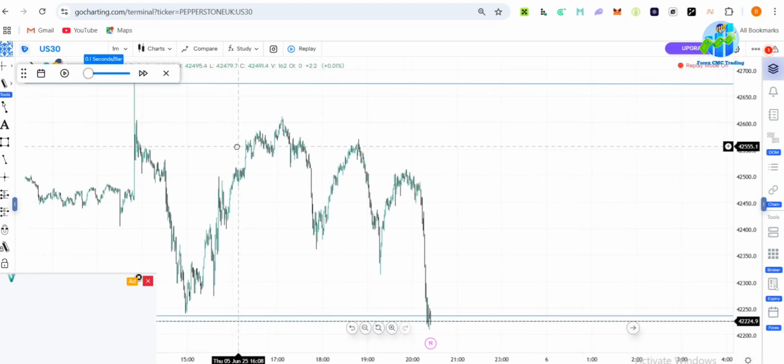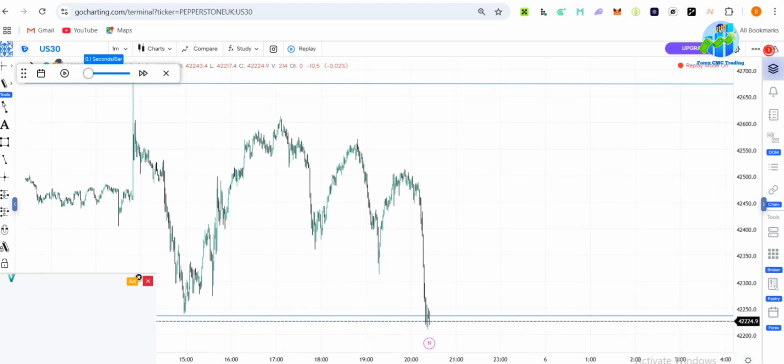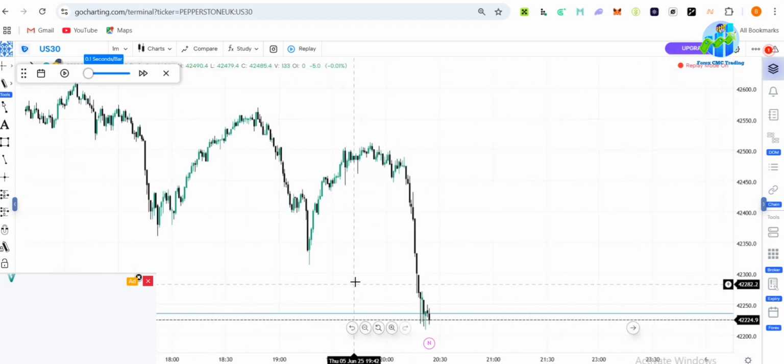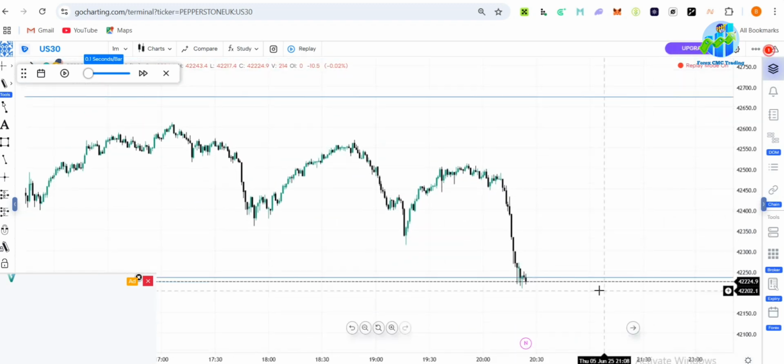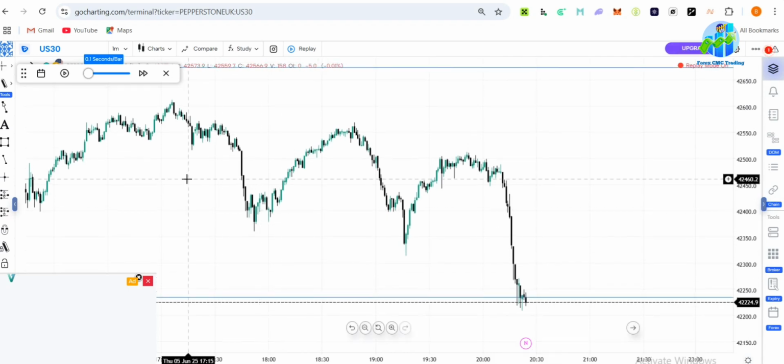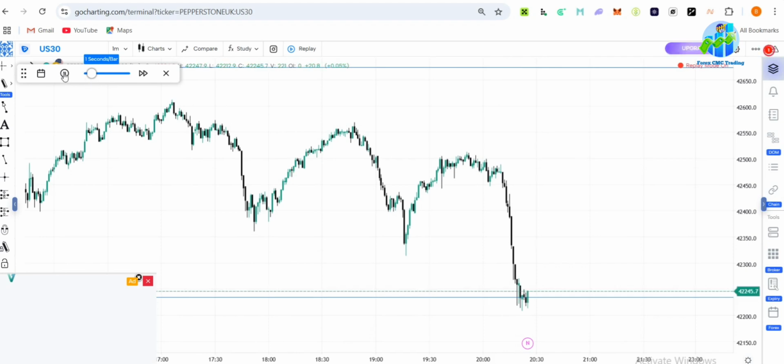Good. You see that now. Price has raided this. Remember, this line here is our sell side liquidity on our H1 time frame. So what are we going to look out for? Like I did explain, I'll be looking out for a market structure shift or change of character.